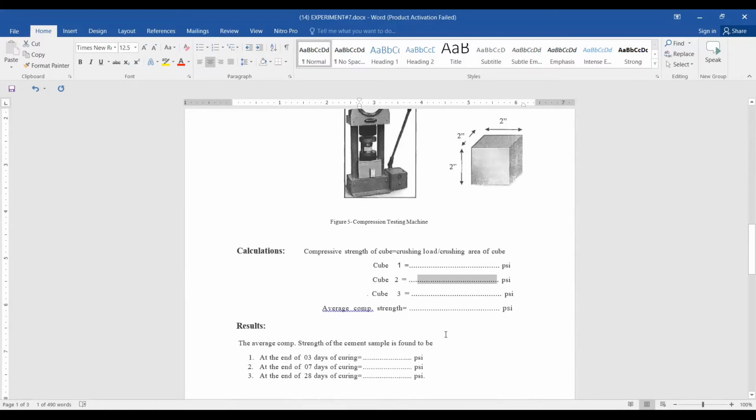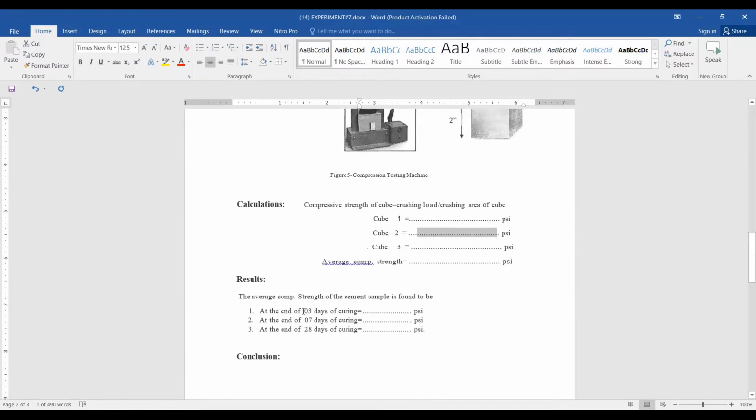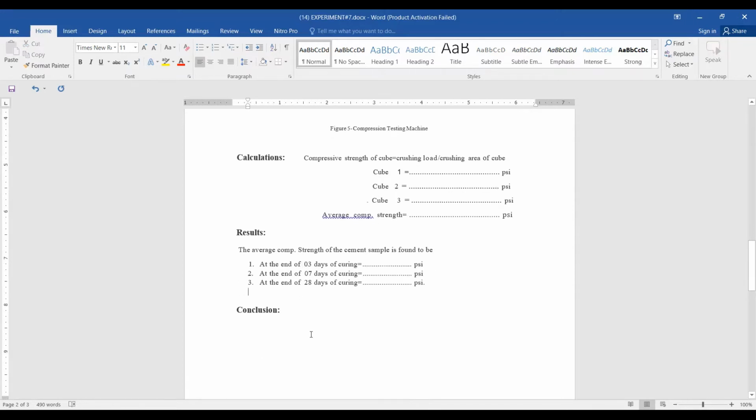So the average compressive strength comes out to be, so you have to take the average of these 3 compressive strengths, and then you have to write down the value of compressive strength of cement for 3 days, 7 days, and 28 days. Not for 14 days, you have to take 3 days, 7 days, and 28 days. And then you have to write down the conclusion. And whatever value you are getting, you have to discuss whether the value is accurate, or it is the ideal condition, or it is not. So whatever the ideal condition value is, you have to discuss it accordingly.